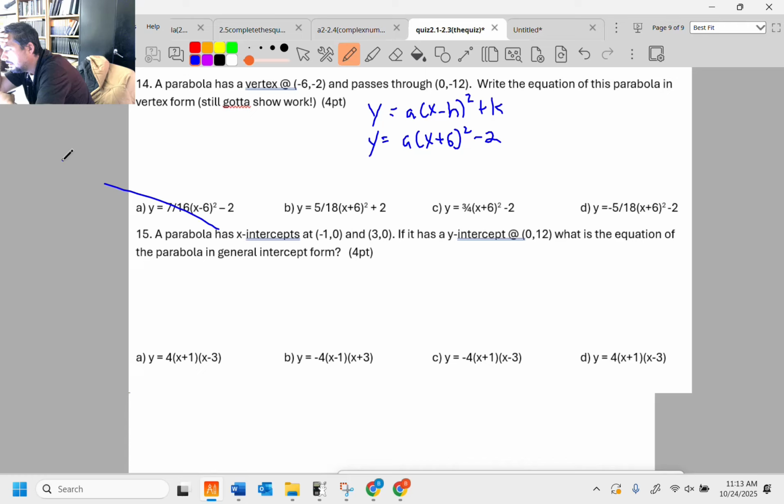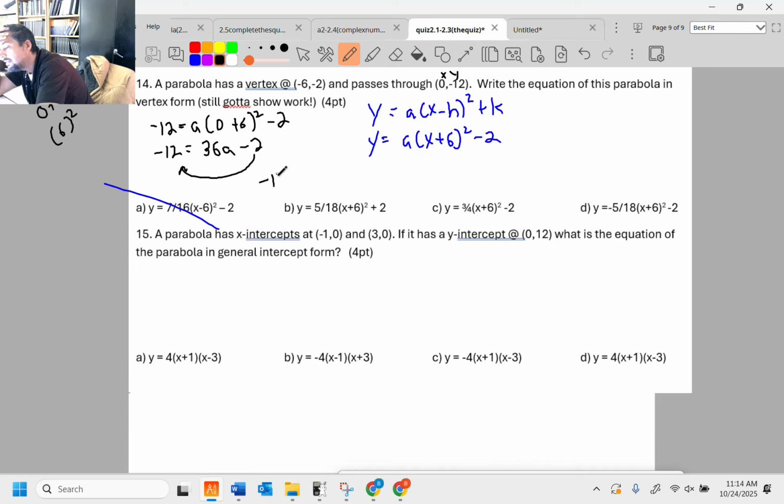It ain't A. Now, for the umpteenth time, to find A, you take your x and your y and you plug them in. So negative 12 equals A times 0 plus 6 squared minus 2. 0 plus 6, kids, is 6. So now it's about what's 6 squared, and that's 36. So there's a 36 married to that A. You need to add 2 to both sides. That's negative 10 equals 36A. You divide both sides by 36, both divisible by 2, and you get that A is negative 5/18.